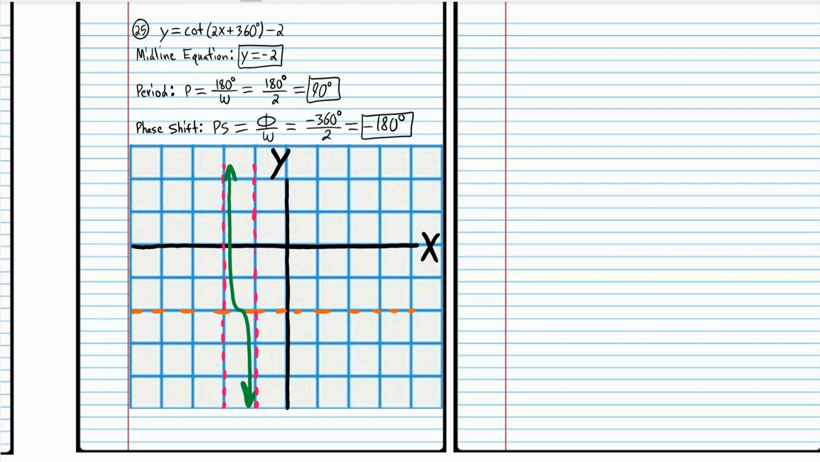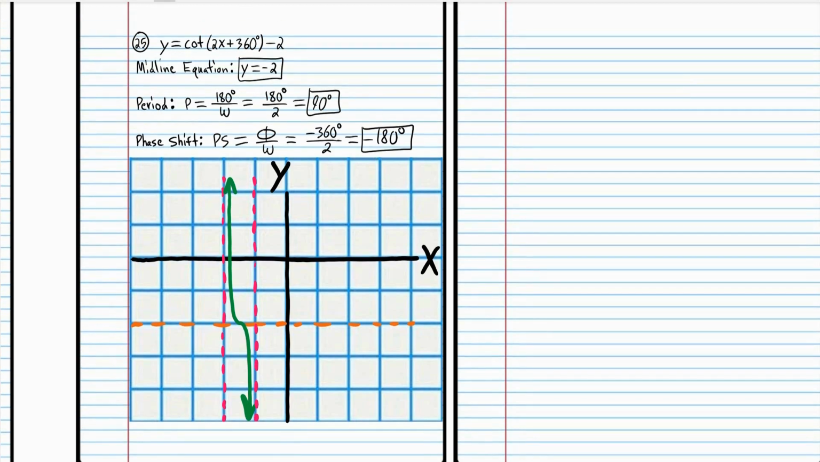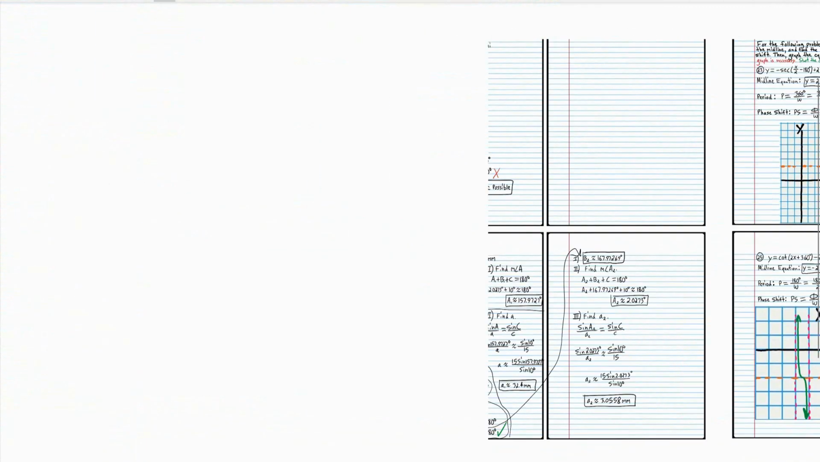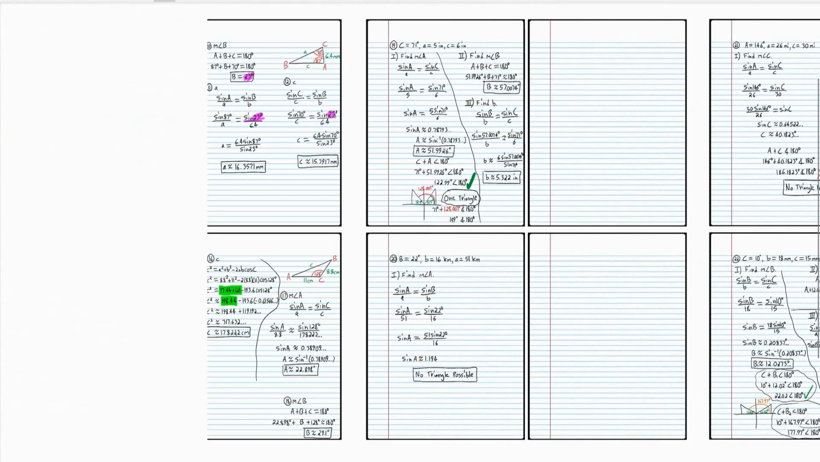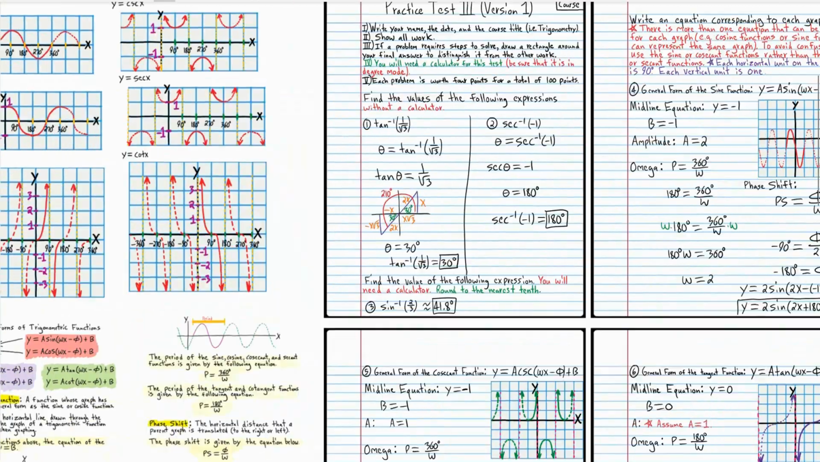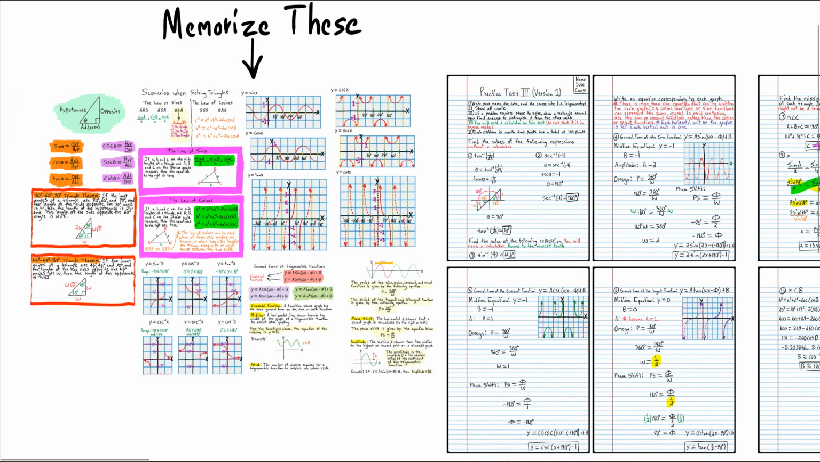Let's make sure we did everything correctly. We moved down 2 units. The period is only one box, 90 degrees, and the phase shift is negative 180, so we moved over 1, 2 to the left. So if you got that right, good job. So that was the class today. If you'd like to take screenshots of all the work that we did to help you with your homework or to study for tests, go ahead and do that now.